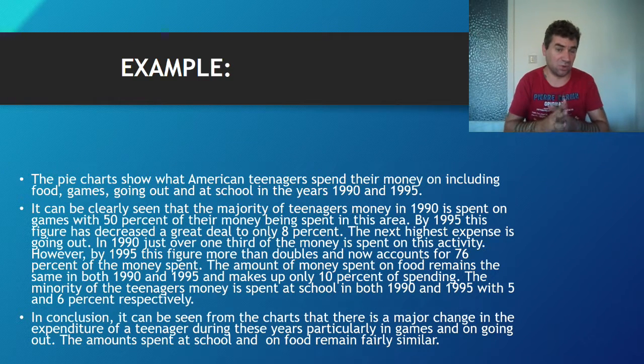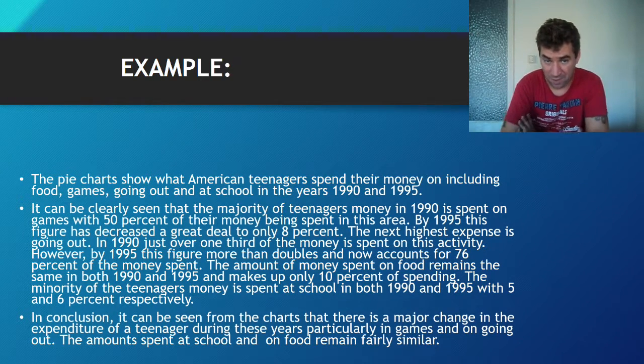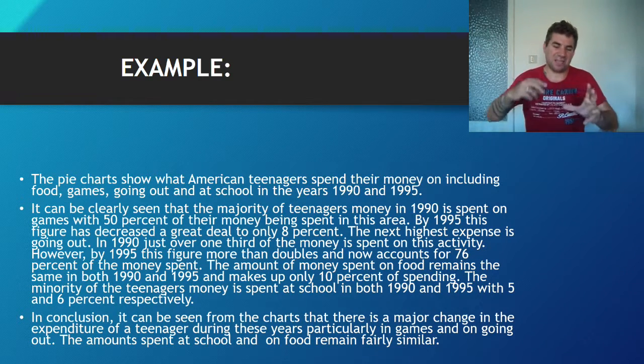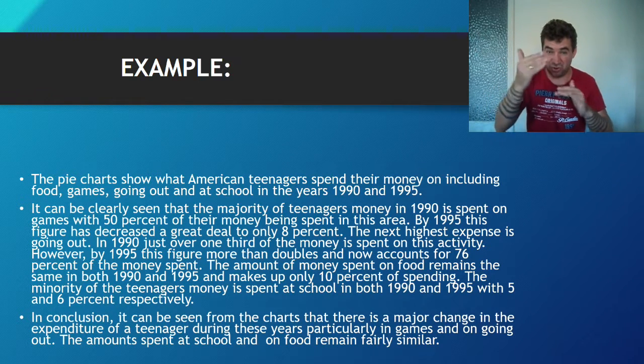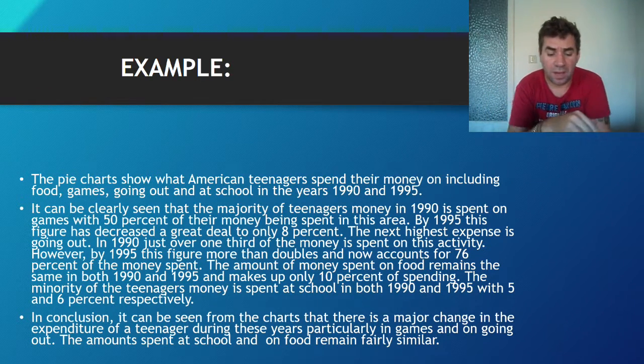So in my conclusion, I'm not doing some describing, even though I could. In conclusion, it can be seen from the charts that there is a major change in the expenditure of a teenager in these years, particularly in games and on going out. The amount spent at school and food remain fairly similar. So again, that's me picking out some of the main trends again, which I said I was going to do, and I've put that in a conclusion paragraph.